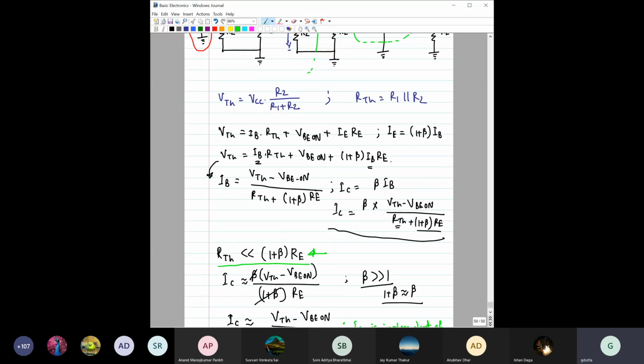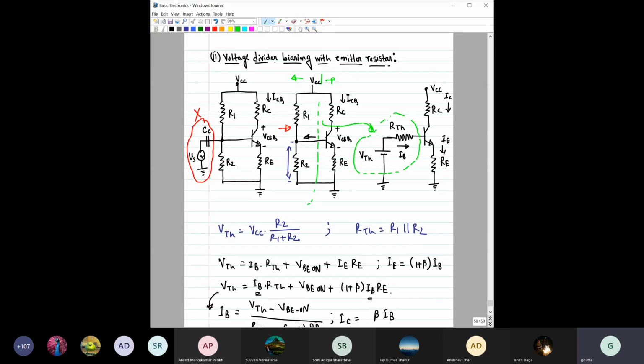Now the question is, what is so special in this circuit for which we are getting IC independent of beta, or the biasing point becoming almost independent of beta, so that the Q point becomes so stable? The reason behind it is not R1 and R2, but rather it is RE. RE is the important part which is actually stabilizing the quiescent point. Now the question is how RE is stabilizing it. Please try to think in this way.